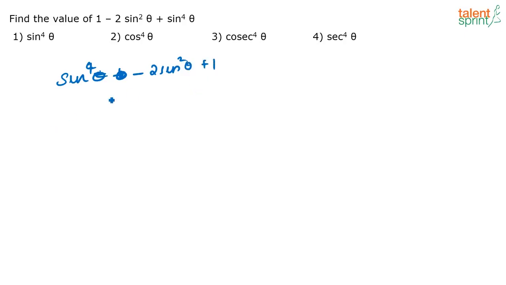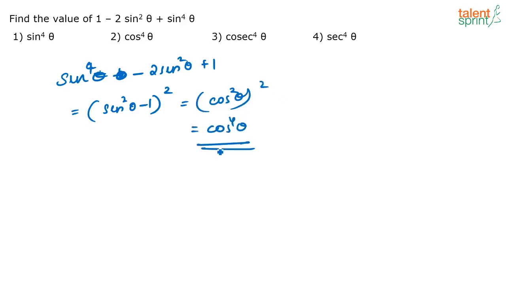Now what is this? This is nothing but sine square theta minus 1 the whole square. Correct? The expanded form is what is given here. Sine square theta minus 1 the whole square will be this. Or what is this equal to? You know sine square theta plus cos square theta is equal to 1. So sine square theta minus 1 is nothing but cos square theta. So what is cos square theta the whole square? Cos to the power 4 theta is your answer. That is option 2. Yes.